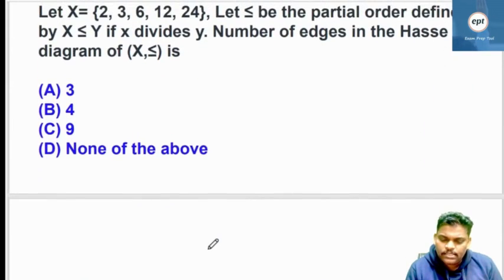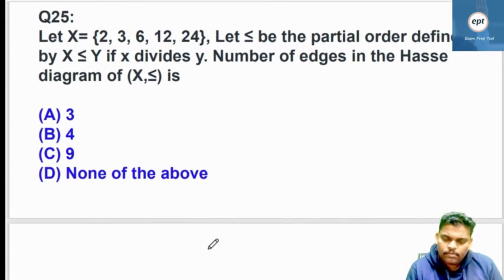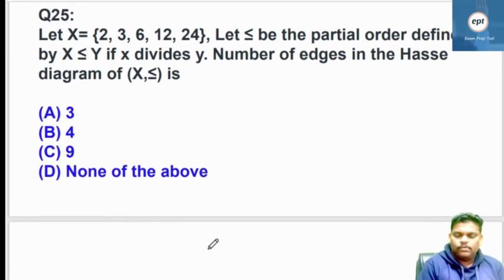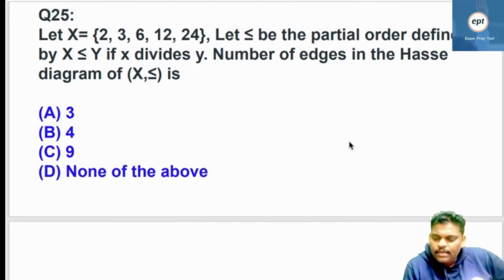Yeah, so see the answer. Let X be 2, 3, 6, 12, 24. Let less than or equal to be the partial order defined by x less than or equal to y if x divides y. Number of edges in the Hasse diagram. What is the answer? So what is the answer?